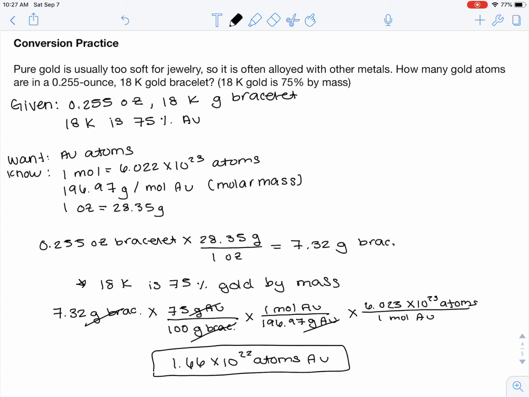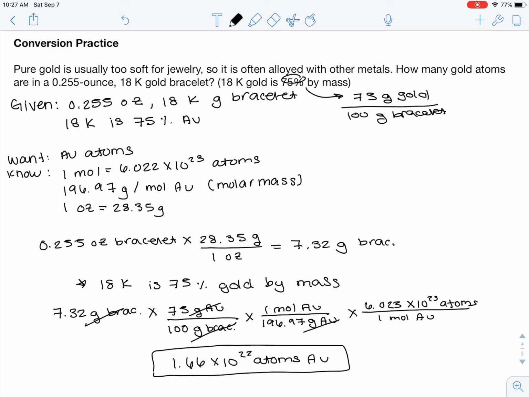So again, you realize that you're given a particular mass of an entire thing. So in this case, that was a bracelet. And this bracelet has 75% mass of gold, which means that 75 grams gold over 100 grams bracelet. So then you say, all right, so if I want to isolate for my mass of gold, I need to get rid of my mass for my bracelet.